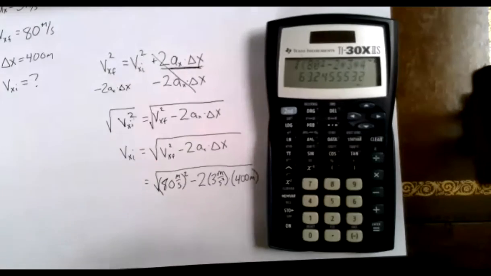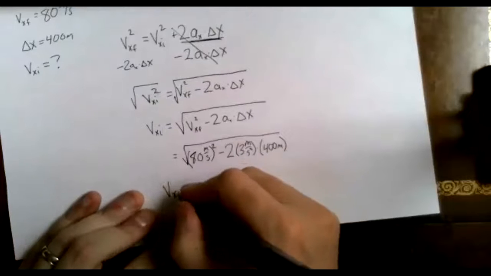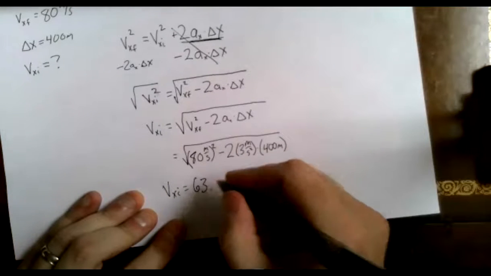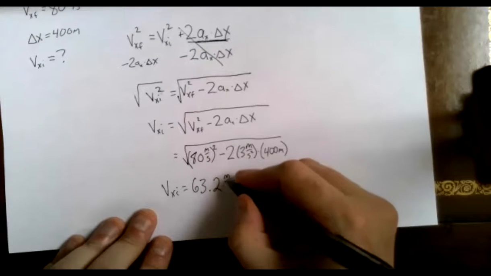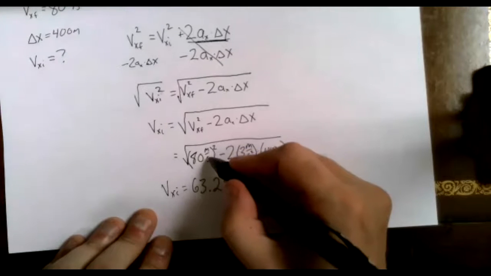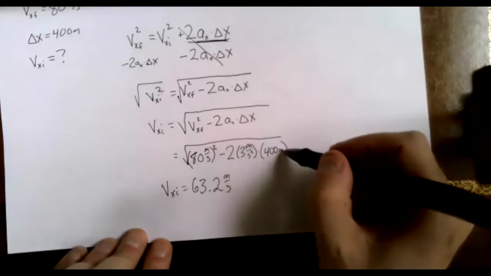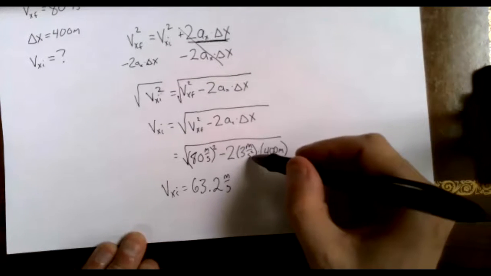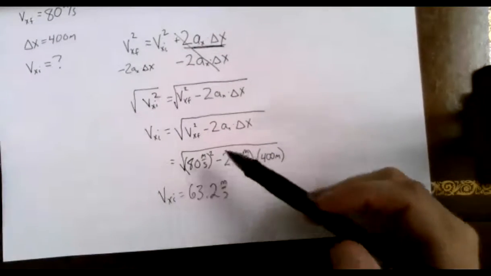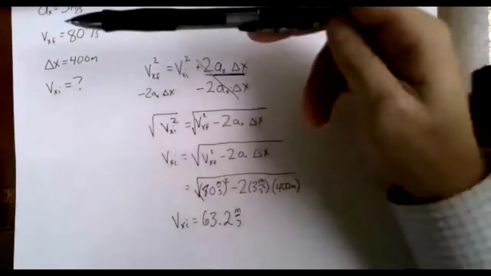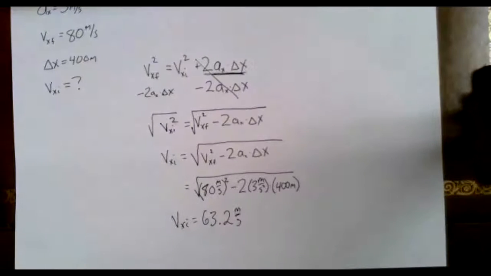And that gives me 63.24. So my VXI equals 63, I'll round that to 63.2, and I've got meters per second as my unit. Because if you look here, I've got meters per second, it's squared, but then there's a square root. And also this one, I've got meters times meters is meters squared over second squared, and if I square root that, it's meters per second. And the number seems reasonable because I ended up at 80 meters per second, so starting at 63 seems like that's okay as well.